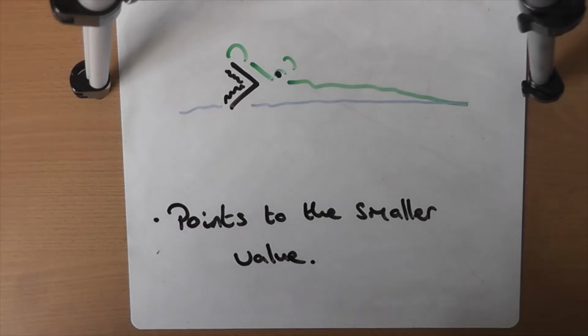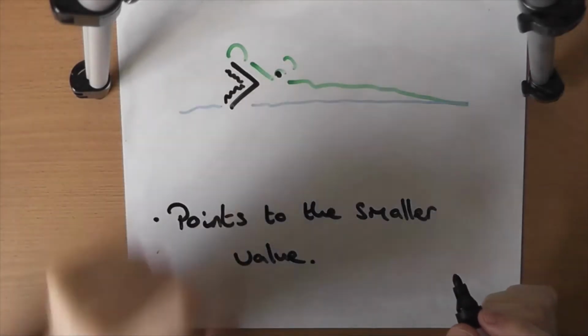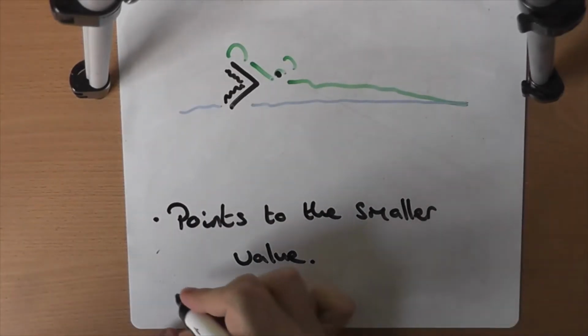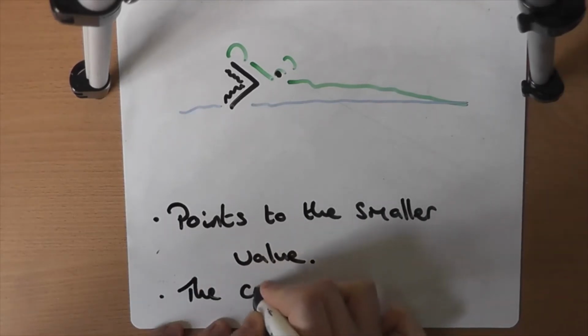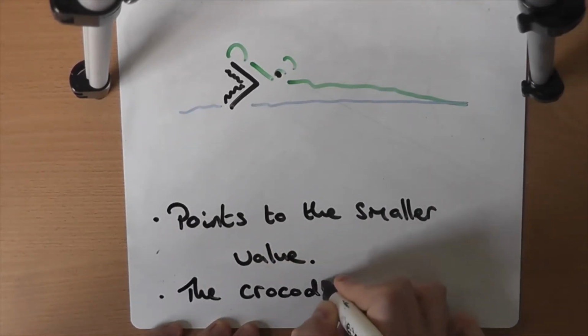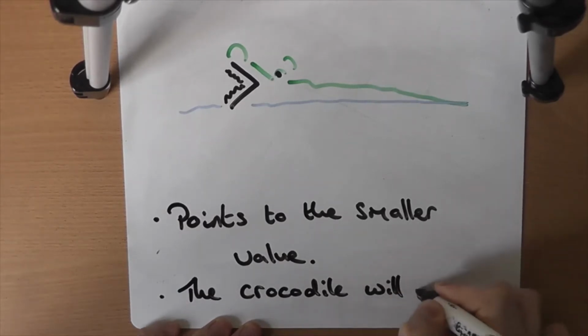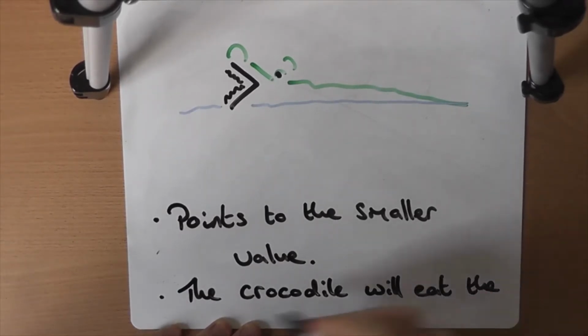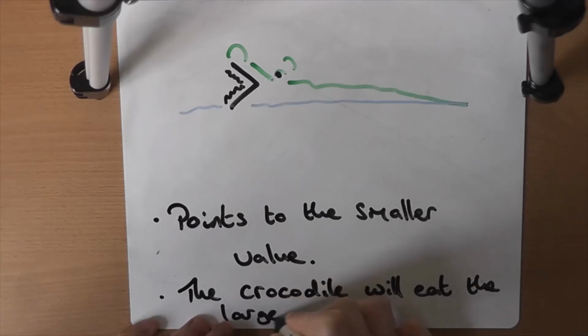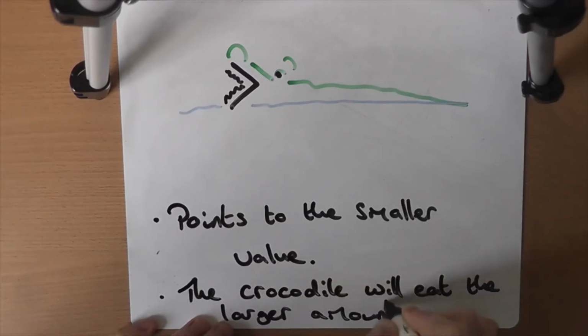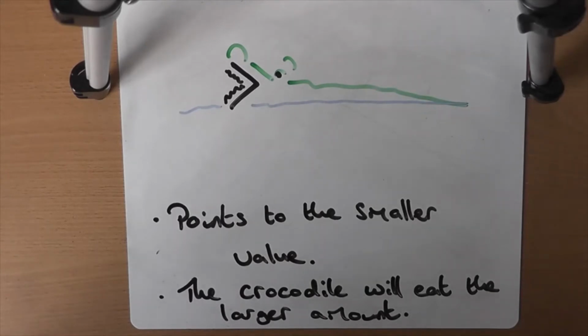The crocodile would rather have a bigger meal than a smaller meal, so the crocodile will put its open mouth around the larger value. So either the symbol will point towards the smaller value, or the crocodile will eat the larger amount, i.e. the bigger value will go at the open end of the symbol.